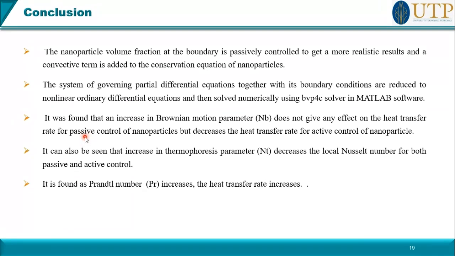It was found that an increase in the Brownian motion parameter doesn't give any effect on the heat transfer rate for passive control of nanoparticles, but decreases the heat transfer rate for active control of nanoparticles. It can also be seen that an increase in the thermophoresis parameter NT decreases the local Nusselt number for both passive and active control. It was found that as the Prandtl number increases, the heat transfer rate increases.